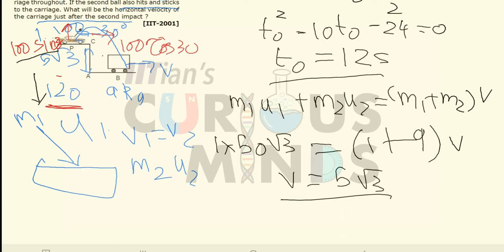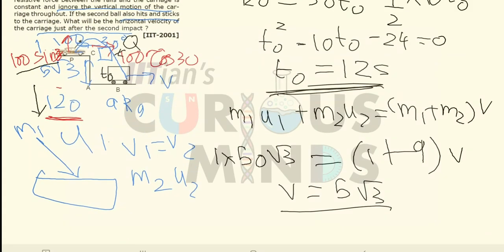As soon as, at the time t naught, when the cannon hits the carriage, this car has already moved a certain distance. Let us say the original point was P, it has arrived at a point Q. It is still on the cliff, it is not suspended in air, but it has covered a certain distance in this 12 seconds. In 12 seconds, let us find out the distance covered by the car.